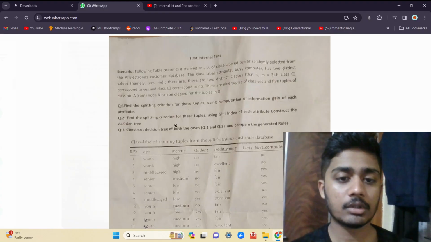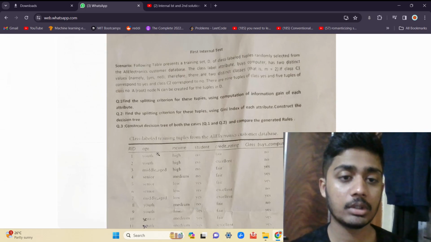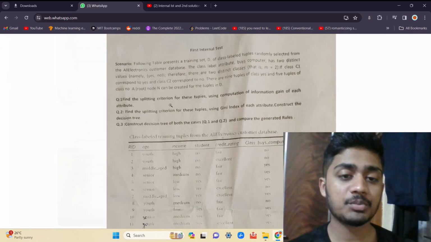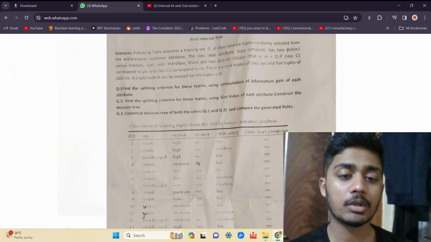First, seeing the first question that came in the first internal: we have to find the splitting criteria for these tuples using computation of information gain and Gini index, and then we have to compare both of these cases. So let's find out what is given here.